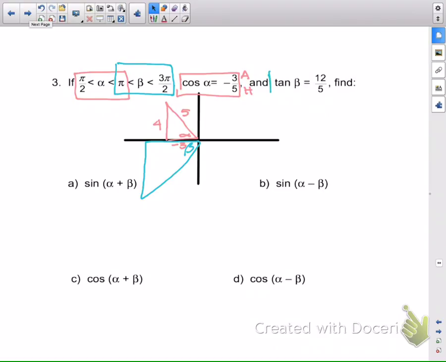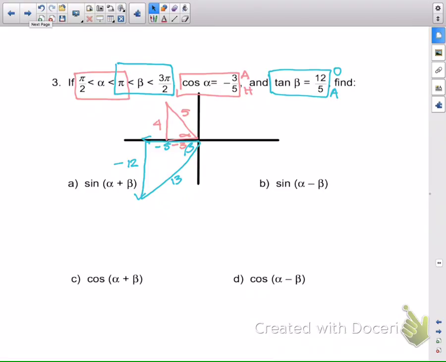They also tell me the tangent of beta is 12 over 5, which gives me what? Sides. Opposite and adjacent. So does it make sense in the third quadrant for the opposite side to be 12? If you're going to the left and then down, negative 12, and the adjacent side should be negative 5. And using the same Pythagorean triples, what should my hypotenuse be? 13. Good.